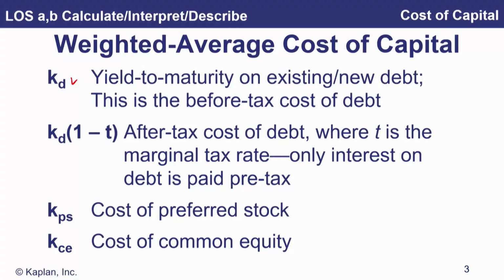Now, we assume that the interest on debt is tax deductible. So that means our actual after-tax cost of debt financing is less. We need to multiply that times 1 minus our marginal tax rate. And for preferred stock dividends and common stock dividends and the growth in the value of common stock, none of that's tax deductible, so there's no tax adjustment. Our pre-tax and after-tax cost of preferred and cost of common equity are the same.